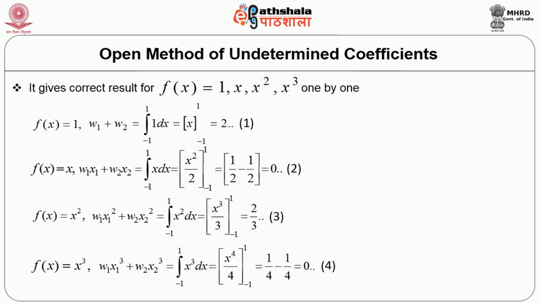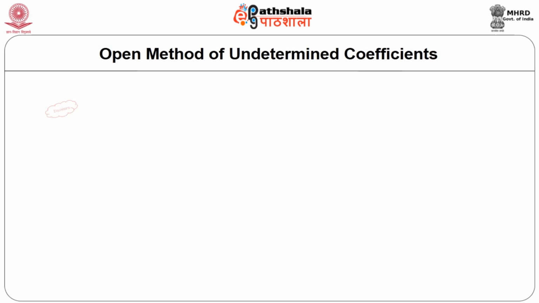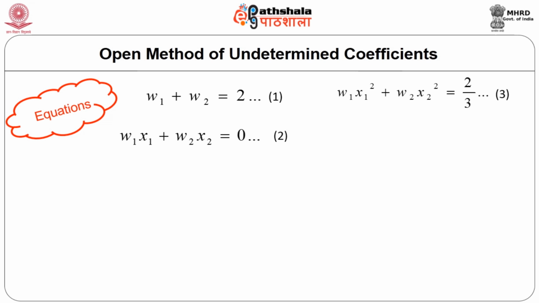And finally, we put f(x) equal to x cube. Again, this is an odd function, so the integral will be 0. So, we get W1 x1 cube plus W2 x2 cube is equal to, we can also see it as the integral of x cube, which is x raised to 4 by 4 from minus 1 to 1. The function is the same, 1 by 4 minus 1 by 4, the value is 0. So, finally, we have 4 equations to be solved in 4 unknowns W1, x1, W2 and x2. These equations are W1 plus W2 is equal to 2, W1 x1 plus W2 x2 is 0, W1 x1 square plus W2 x2 square is 2 by 3, and W1 x1 cube plus W2 x2 cube is 0.